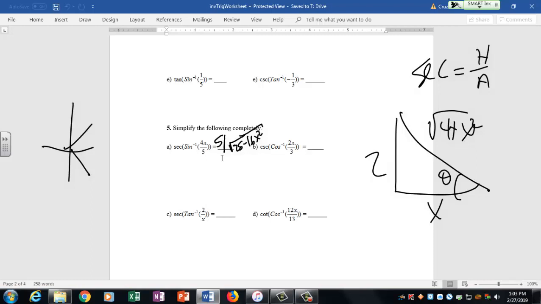So whatever answer goes into this blank has got to be a positive answer. Does that make sense? Now, what's the answer? It's the hypotenuse over the adjacent. So the answer is the square root of 4 plus x squared over x. Do we agree?